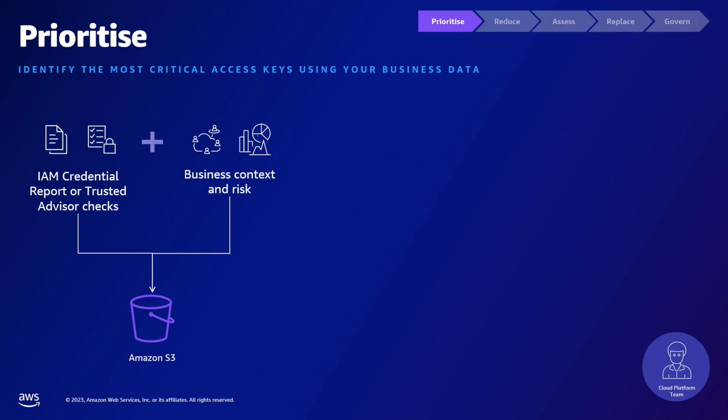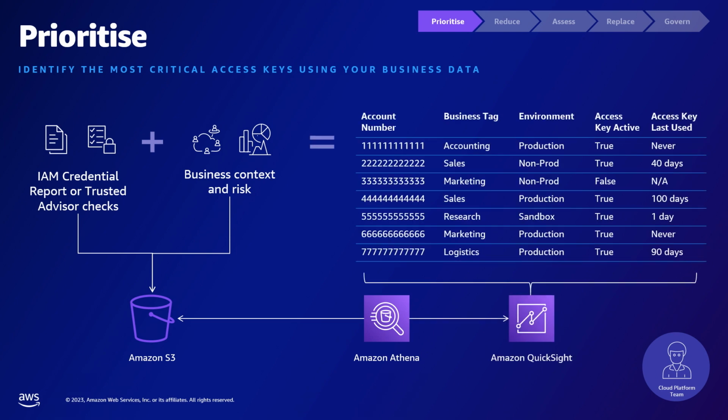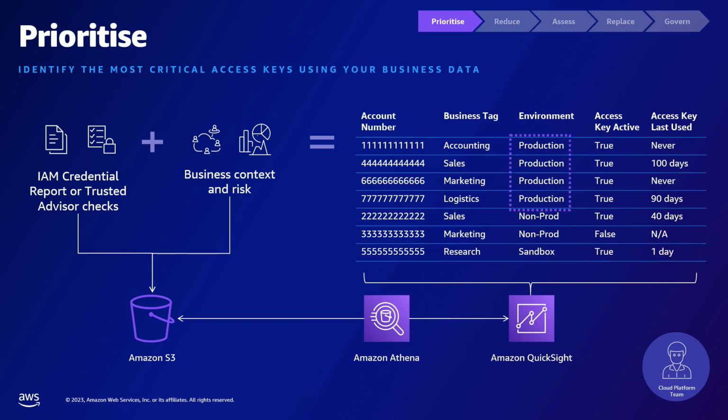Once we have the data in a place we can work with it, all we need to then do is leverage a service like Amazon Athena to join and filter the data on the attributes that are important to us. You might even choose to use Amazon QuickSight to make it easy to present and share the correlated data. So in our example, let's say we just want to focus on keys that reside in production accounts first. We can use the environment attribute to filter on just that criteria. However, this could just as easily be any other attribute of your choosing.